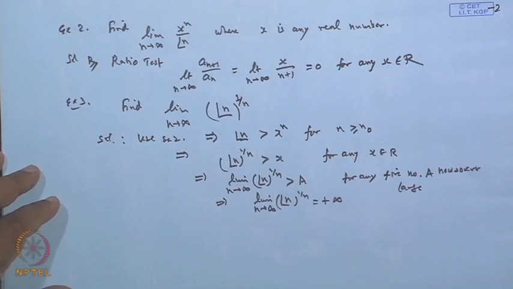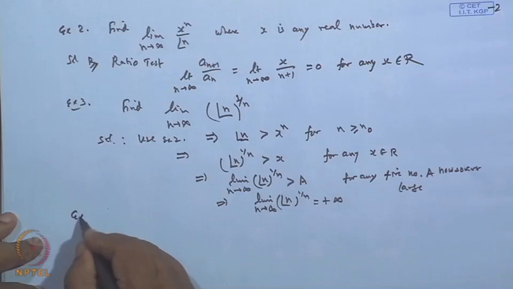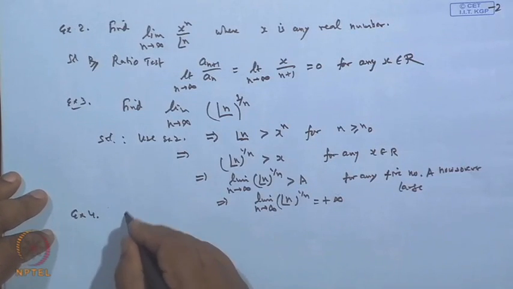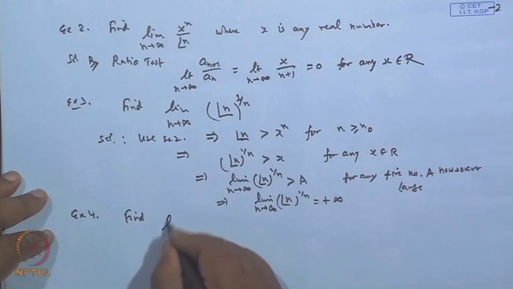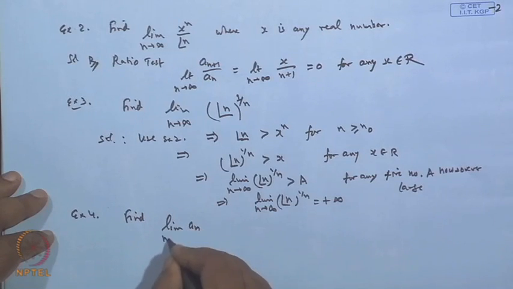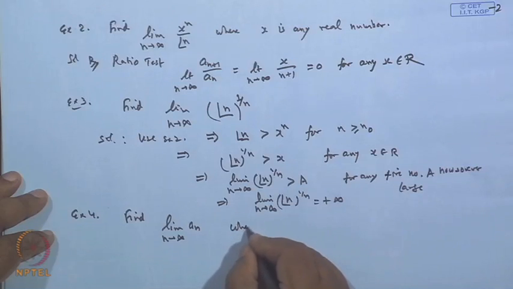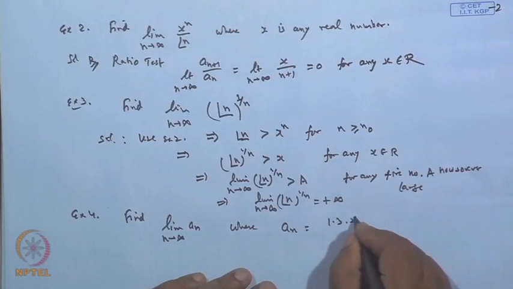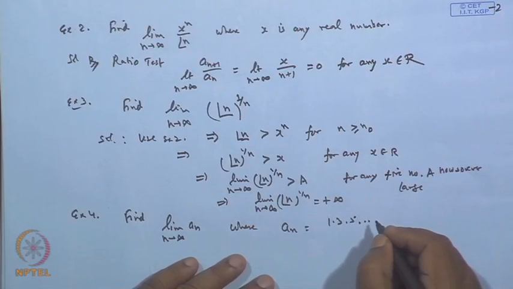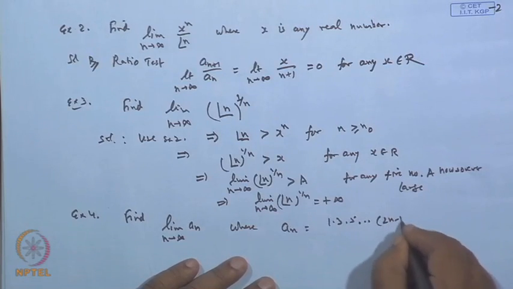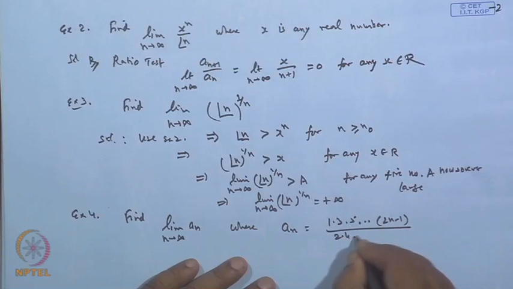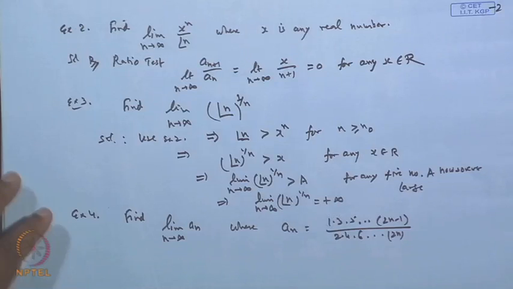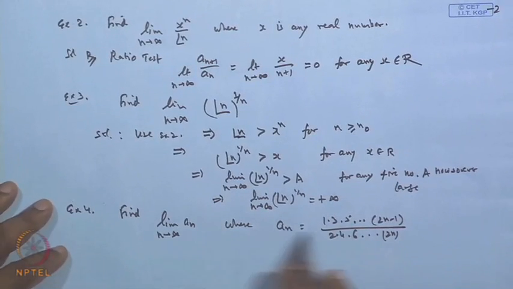Now, exercise 4. Find the limit of a n when n tends to infinity, where a n is 1, 3, 5, up to 2n minus 1, over 2, 4, 6, up to 2n. Okay. Now, these are all positive terms.